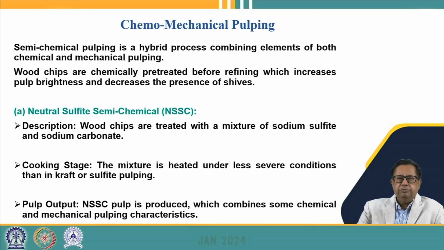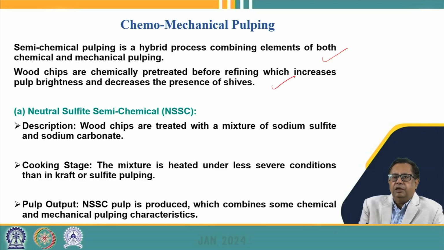So after this, we may also go for the chemo-mechanical process, where semi-chemical pulping is used. This is a hybrid process which uses the chemical as well as the mechanical pulping. Here we go initially for chemical pre-treatment before the mechanical refining, but the chemical treatment may not be as intensive as we have done in the pure chemical process. So here the mechanical refining process, we may treat it by using the chemicals.